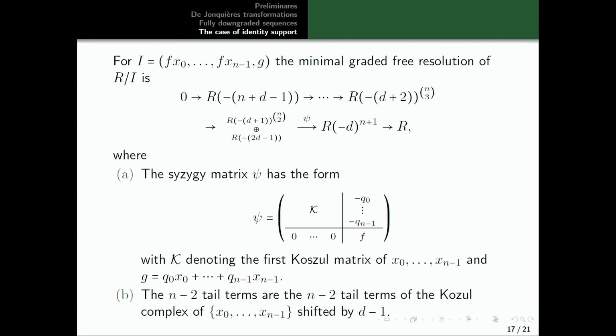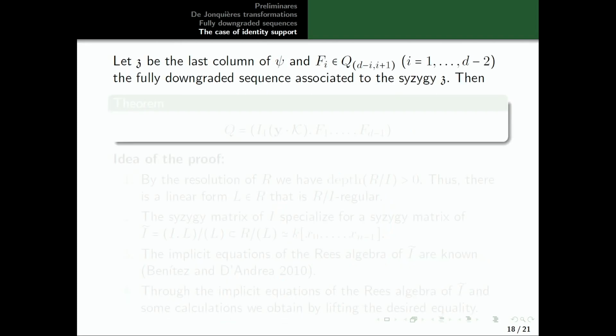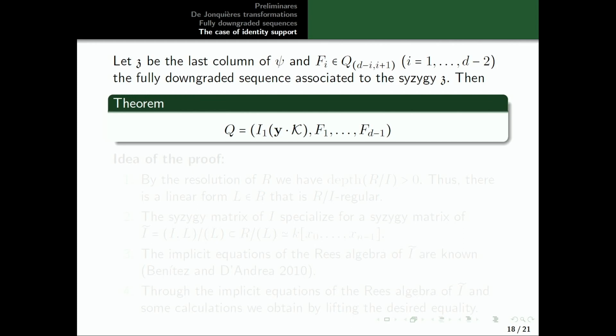And in this case, we can prove a result. Let Z be the last column of Psi, and F_i the fully downgraded sequence associated to the syzygy Z. Then we can prove that the presentation ideal of the Rees algebra of the base ideal of the Jonquière map is this. And the idea of the proof is the following.